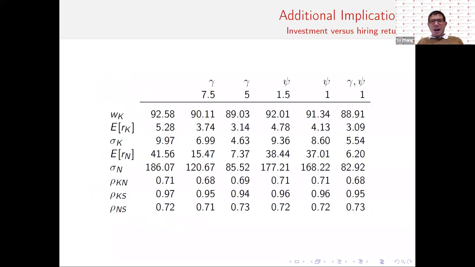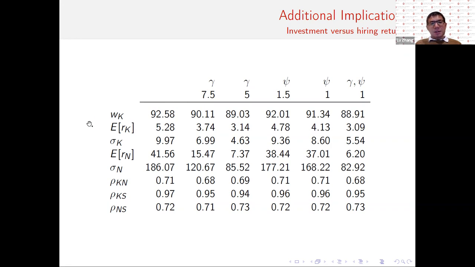Additional implications. So this is a cool result, thanks to a referee comment that we have benefited a lot. Investment return versus hiring return. As noted earlier, we calibrate the labor share in output to be 0.746, which is on the high end. Obviously, you always say labor share is 70 to 75, so we are calibrating towards the higher end. But surprisingly, at first glance, the capital share in output is slightly less than 25%, but the capital share in market value of equity is 92.6%. That's the WKK here.